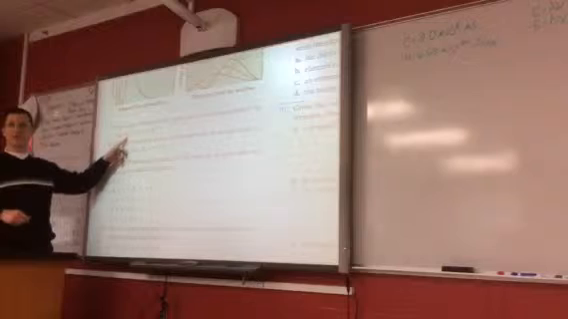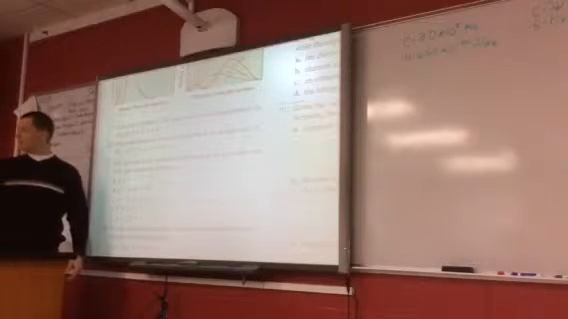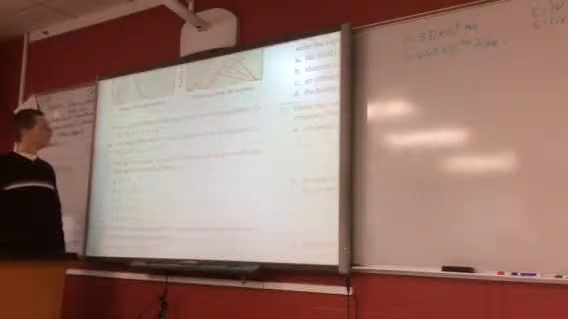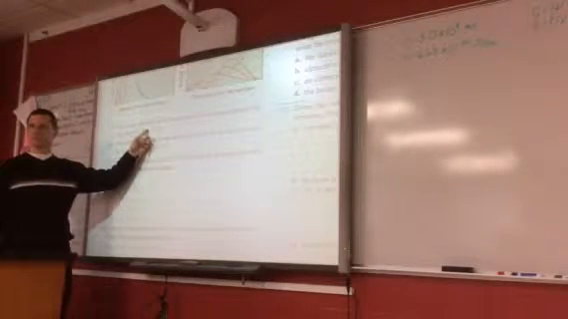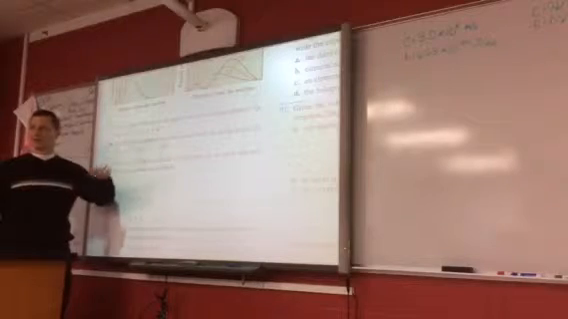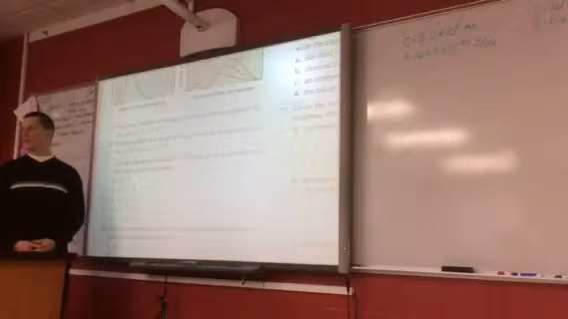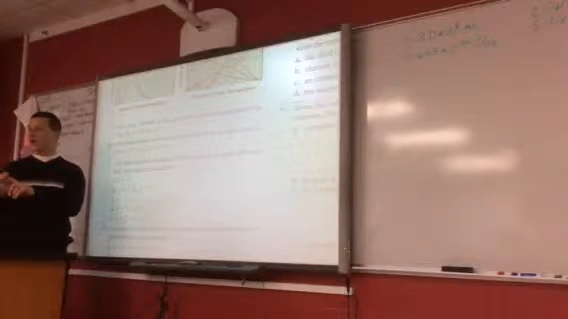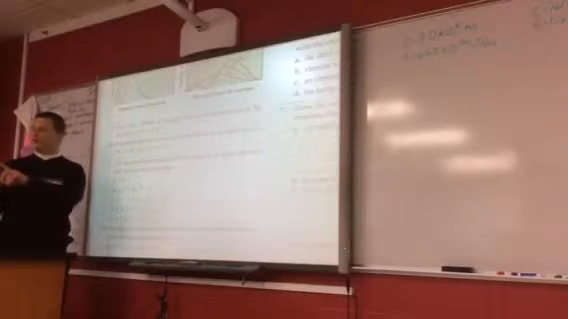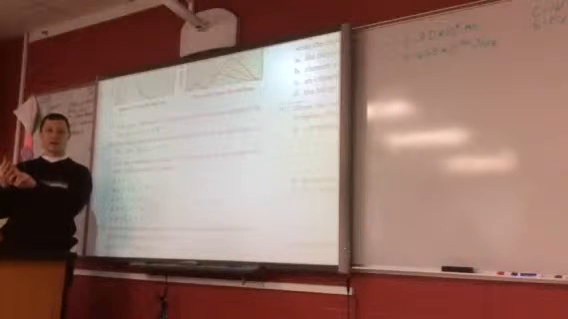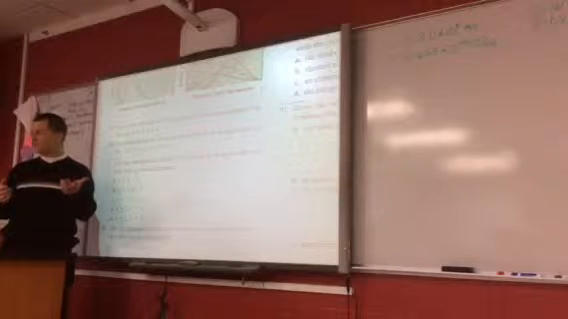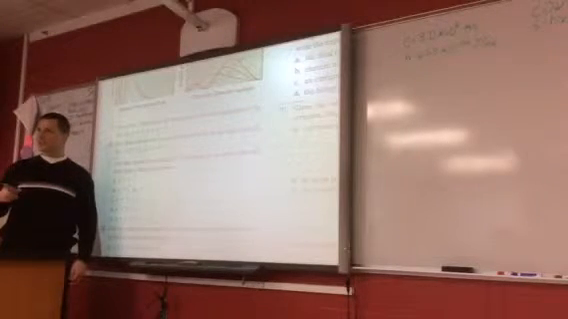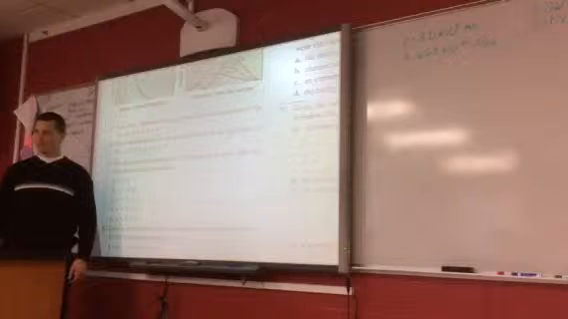Now, how many orbitals can have the designation 4d? 4d, these all have 5 orbitals. What about how many orbitals are in n equals 4? Well, n equals 4 has 4s, there's 1 there. 4p, there's 3 there. 4d, there's 5 there. And 4f, there's 7 there. So 1 plus 3 plus 5 plus 7, 16.